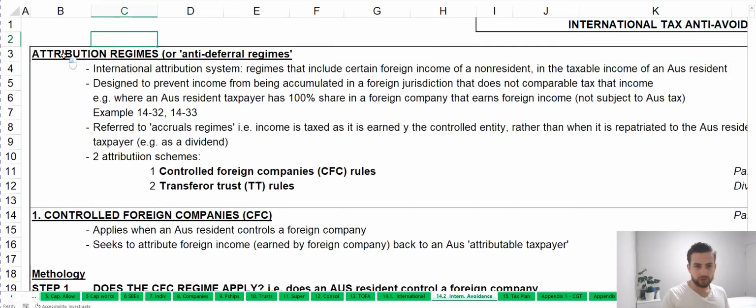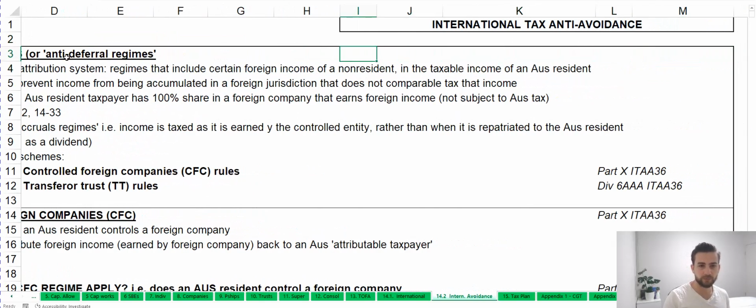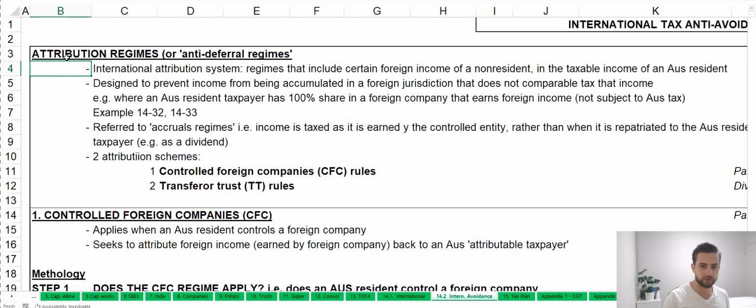So first of all, let's just talk about attribution regimes or anti-deferral regimes, which is effectively the technical word for the concept I was just discussing, which is basically we've got these international attribution systems. Attribution means the tax office is saying we're going to attribute the income to one person. So even if it's earned in one country, we're going to attribute it to this country and say, well, you're actually earning it in principle in this country. So we're going to assume it like that, even though the money might not actually travel to that country.